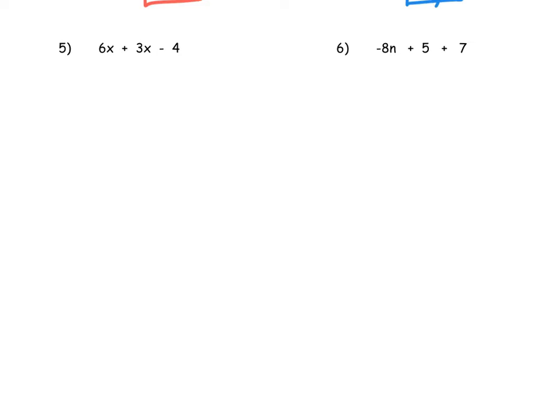As I look at number 5, it's a little bit different. There are 3 terms, but only 2 terms are like terms. I have 6x and positive 3x. 4 is not like it because it doesn't have an x. So I'm going to place 6x and 3x, positive 3x because of the plus. Those are like terms, and minus 4 becomes negative 4. So I can only combine the 6 and the 3. And 6 plus 3 is 9, and I'm going to drop down the x.